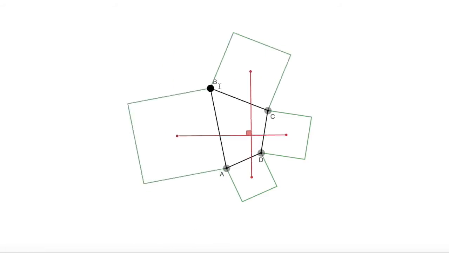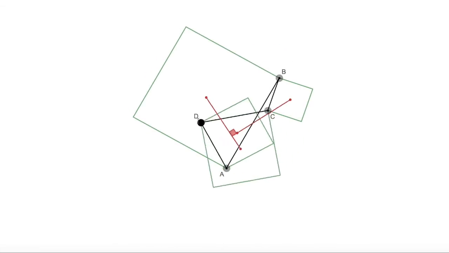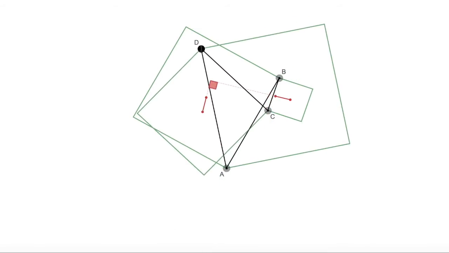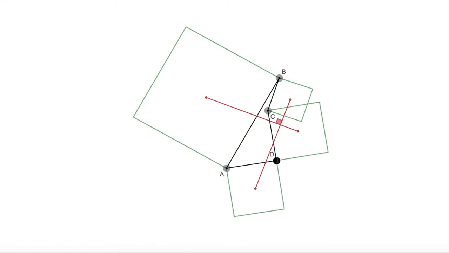Even if the lines don't intersect, they'll still be perpendicular to each other and the same length, as long as the original 4 points are connected in a loop and the squares are consistently to the left or to the right as you walk around the loop.